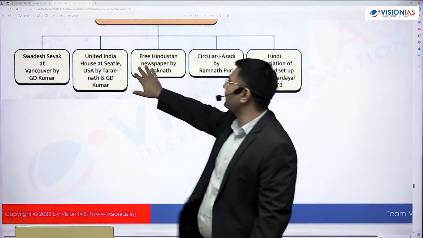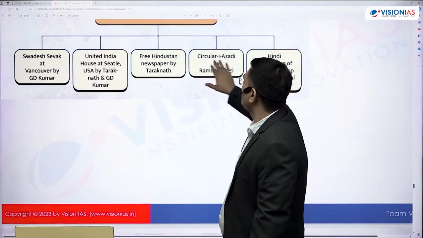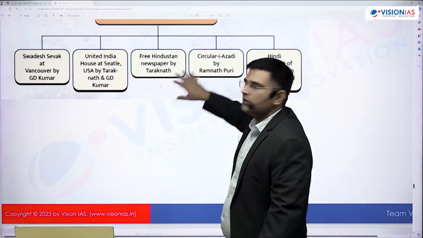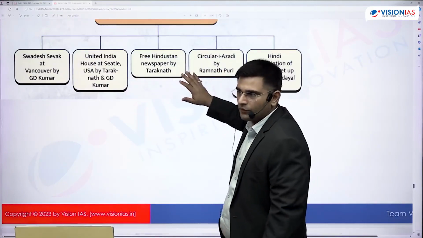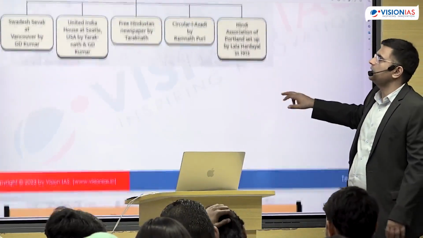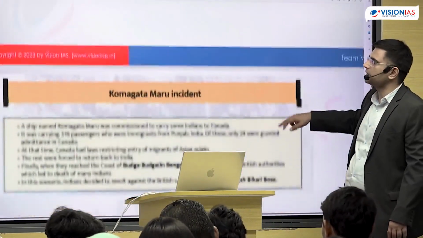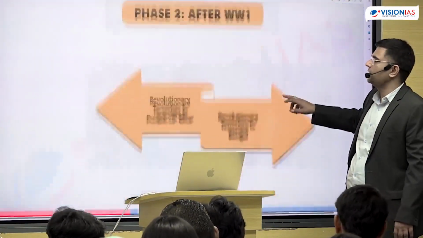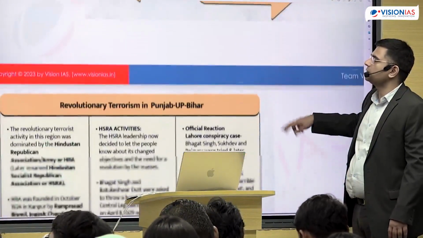So these are the different newspapers: Free Hindustan by Taraknath, Circular-e-Azadi by Ramnath Puri. All of these are factual information. The primary one was the Gadar magazine by Lala Hardayal. So that is what is there. The Komagata Maru incident, right? Komagata Maru, so that is what is happening.